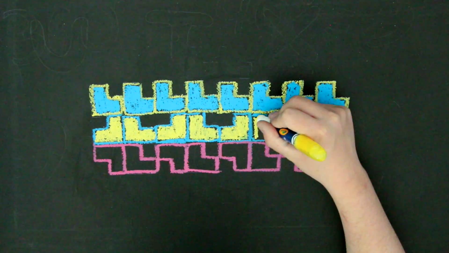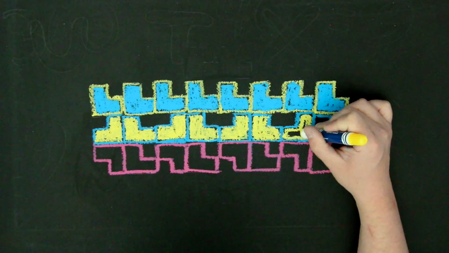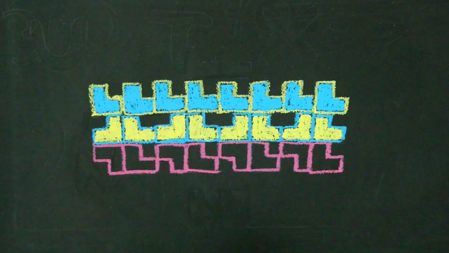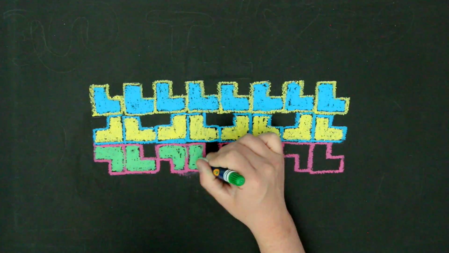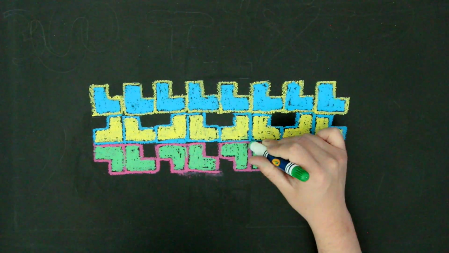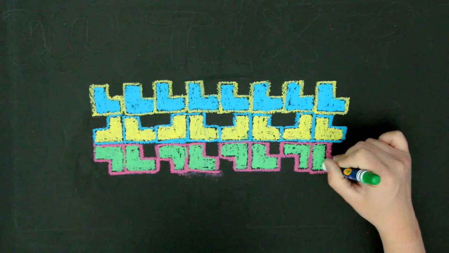Can you create a tessellation using more than one kind of shape? What kind of shapes can be tessellated? Use art supplies to add color to your tessellation art. To extend this activity, challenge students to draw their own shape to tessellate.